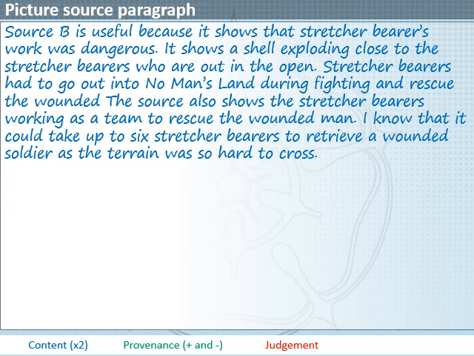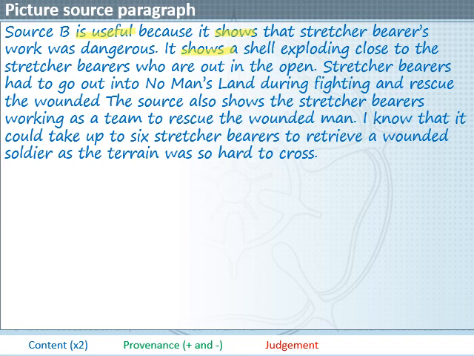Now, if we had a picture source to look at, we'd follow exactly the same pattern. We'd follow exactly the same model with one slight difference. So you can see I've started exactly the same. I've said that it's useful because it is going to be positive overall. But instead of quoting, I talk about what the source shows.